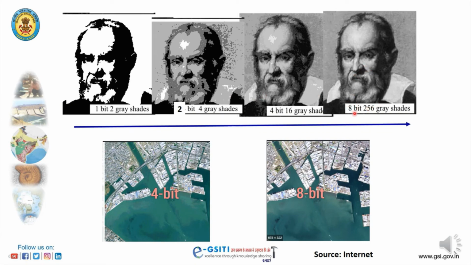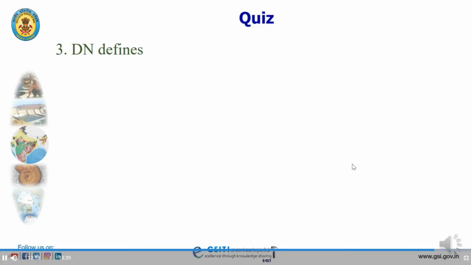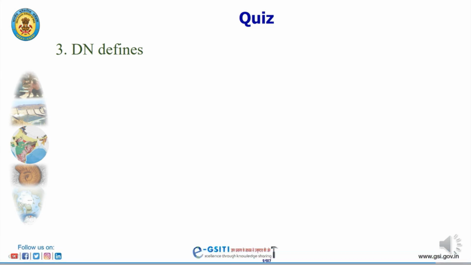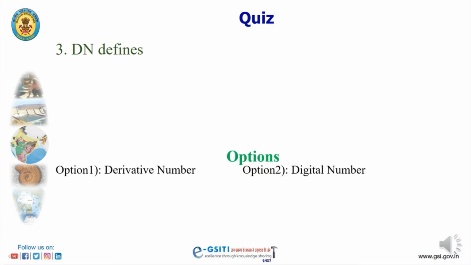Here the concept of radiometric resolution will be clear. We have 1 bit data, 2 bit data, 4 bit data and 8 bit data. Here in 8 bit data we are getting 256 gray shades, means finer details we can see in this image, whereas in 1 bit data we are getting only 2 gray shades, so we are not able to identify the finer details of the image. Similarly here we can see 4 bit data and 8 bit data. 8 bit data is better than 4 bit data.